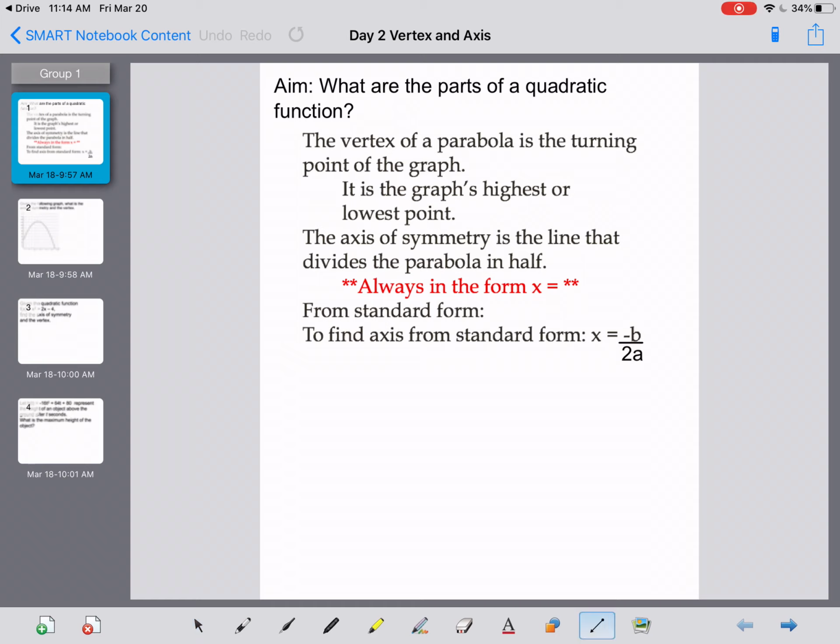And in standard form, so this process only works from standard form, if you want to find the axis of symmetry, you can do x equals negative b over 2a. Take a second to copy down those notes and then we'll talk about them.